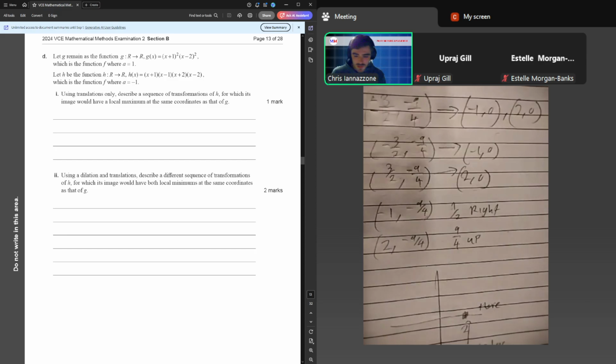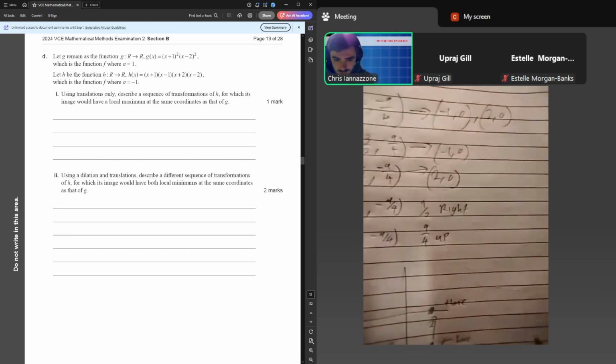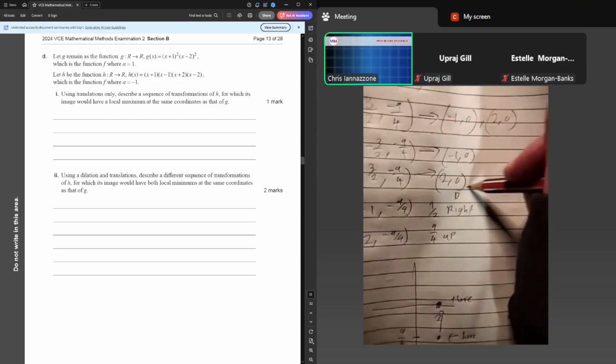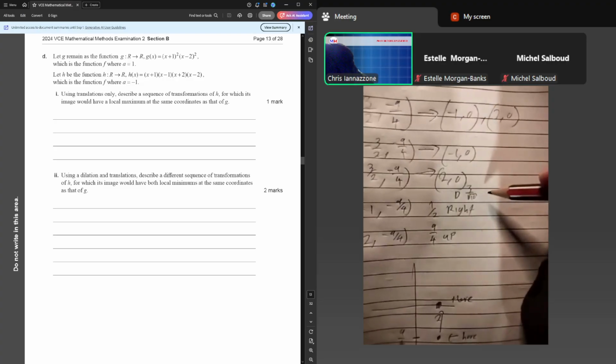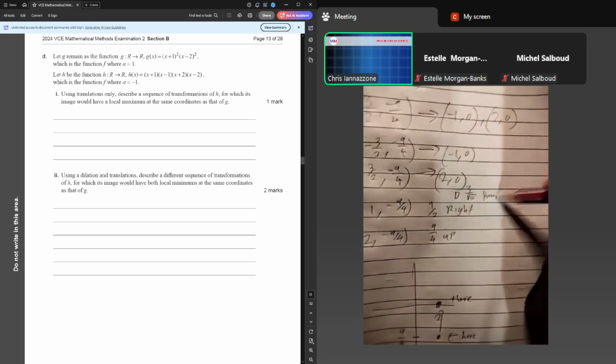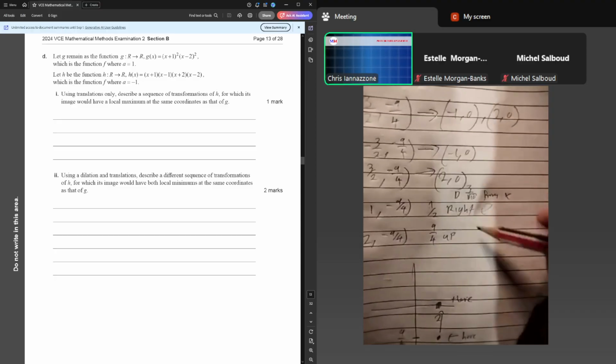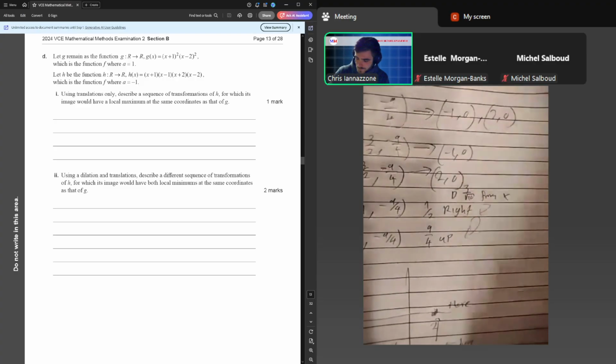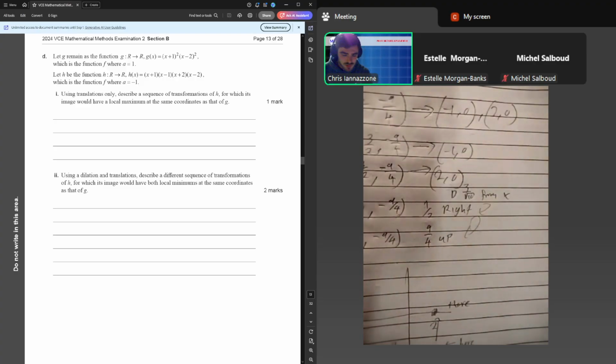And so as your final answer, you write them in the order that you did them. So we had our dilate factor of 3 over root 10 from x, followed by a shift half to the right, followed by a shift up by 9 on 4. That's a summary of all that.